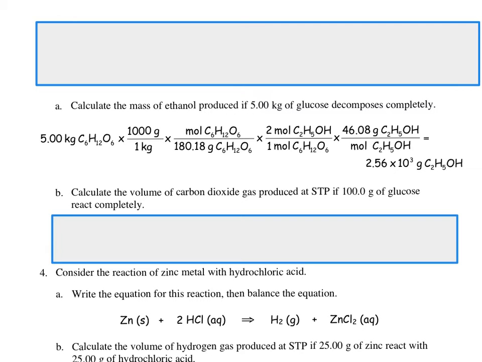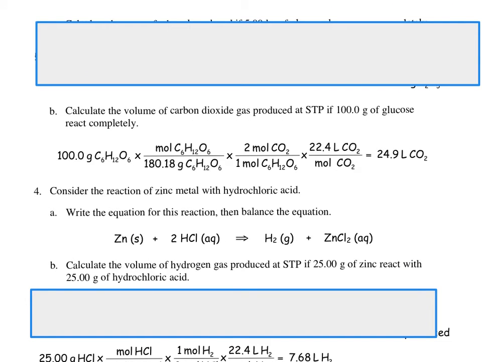And then it's just a case of grams to moles in this step, using the mole-to-mole ratio to convert from the glucose to the ethanol, and then going back to grams because it's asking us for the mass of ethanol. And then we need the molar mass. And there it is, 46.08 grams per mole of ethanol. And if we punch our numbers in correctly, that's going to give us 2.56 times 10 to the third grams, or 2,560 grams, or 2.56 kilograms.